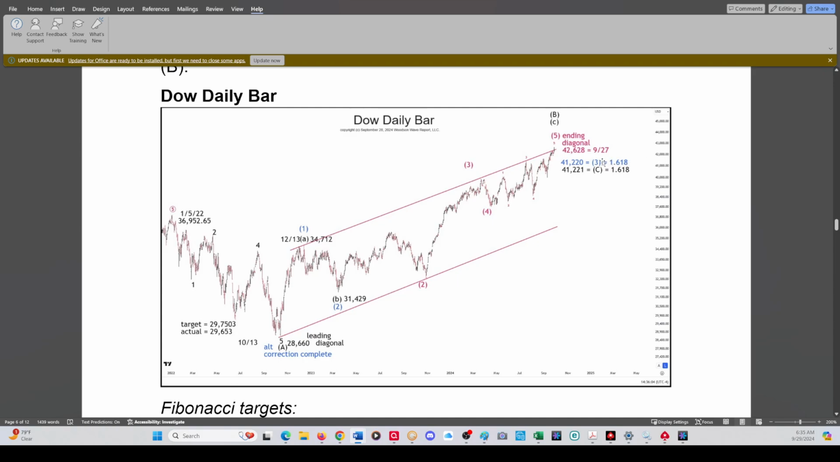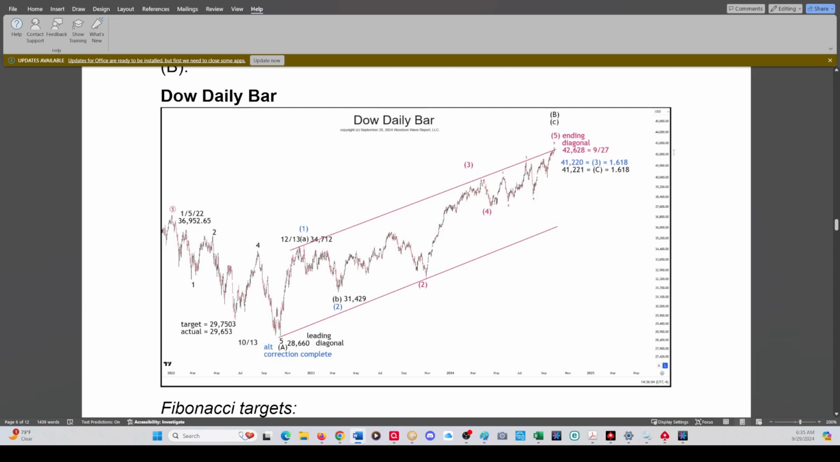You can see our targets there for 3 and C have been surpassed, but this appears to be putting in an ending diagonal triangle, 1, 2, 3, 4, 5, and it just touched above that upper trend line, which is drawn in parallel with the lower trend line, which connected the lows, okay? You can see it's bounced up against it a few times. It just poked its head up against it last week. I don't know if it was Thursday or Friday. I was out, so it was around then, but we'll see if that trend line holds it.